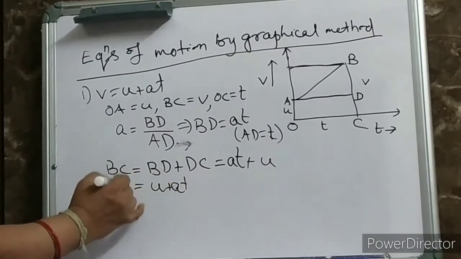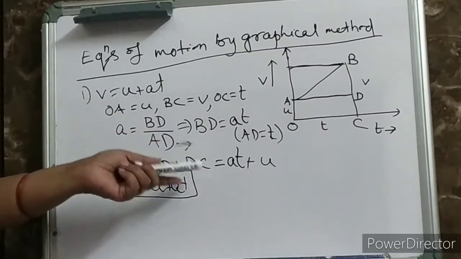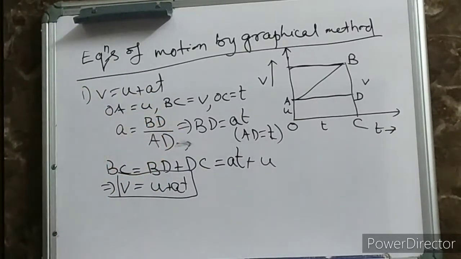Is it clear, children? So easy to prove. V is equal to U plus AT. So the first equation of motion we have just now proved. Hope you are getting this proof.